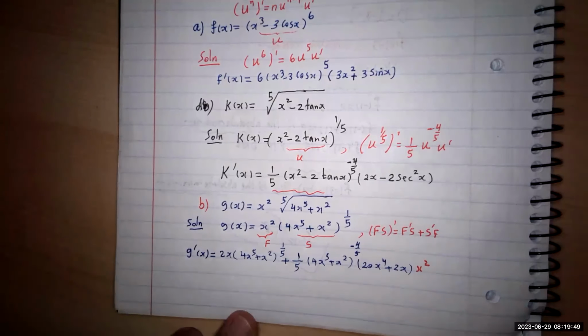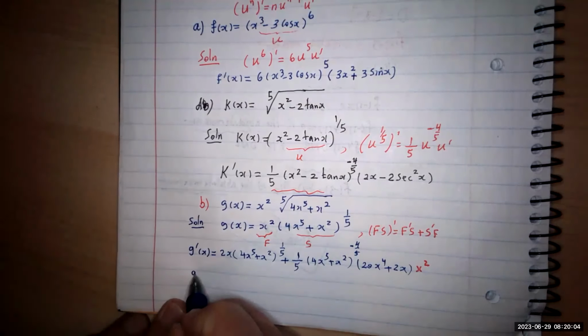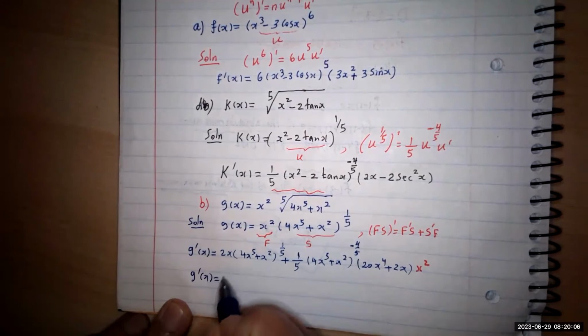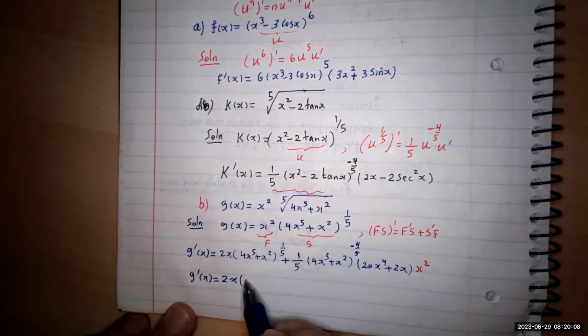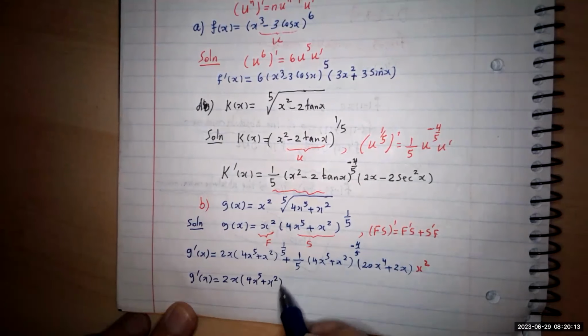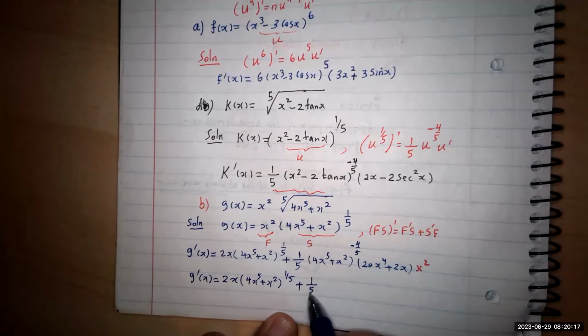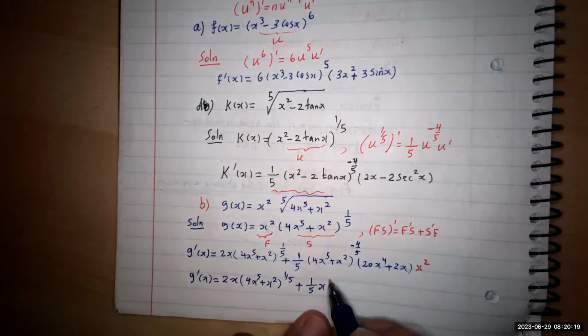Okay, that's done, but I usually like to bring this monomial up in front in case it can be simplified. This cannot be simplified. So even if you write it down, it will be fine, but get used to it. So I'm going to rewrite it as g prime of x equal to 2x times (4x^5 + x^2) to the fifth.